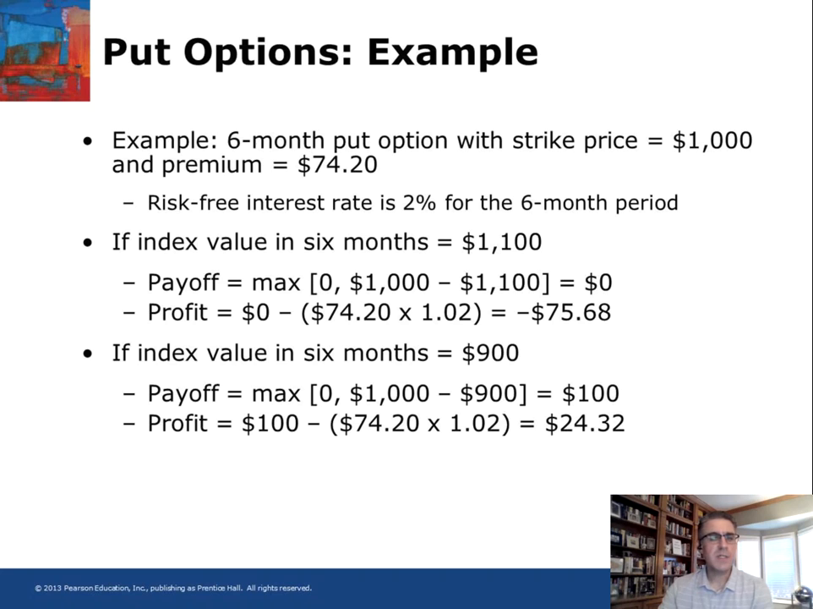If the index value is instead 900, then we have an in-the-money put option and it will be exercised. The payoff for the purchaser is the amount by which the strike price exceeds the index price, or $100. The profit is this 100 less the interest-adjusted premium amount, or $24.32. Again, the payoffs and profits for the writer of the put will be the negatives of these amounts.